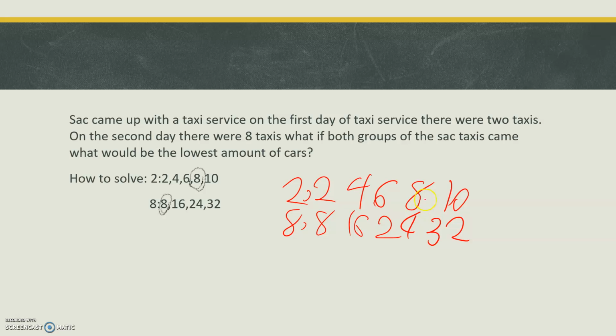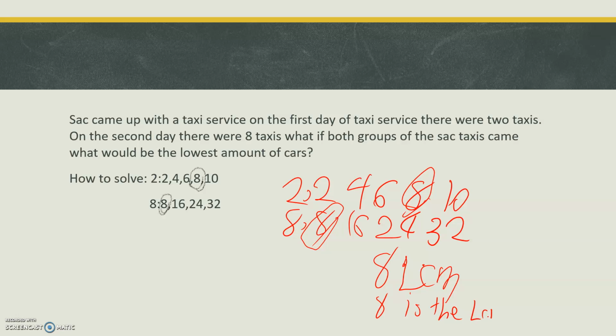Right here, look, it's an 8 and an 8, and that means 8 would be the lowest common multiple. Then you would write a sentence like, 8 is the lowest amount of cars that could come in one day. And that is how to solve a word problem.